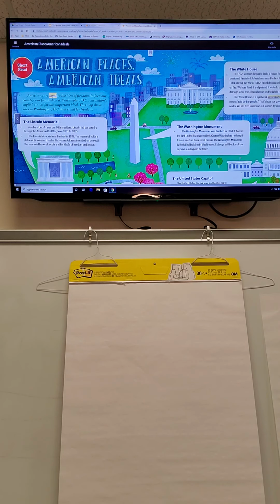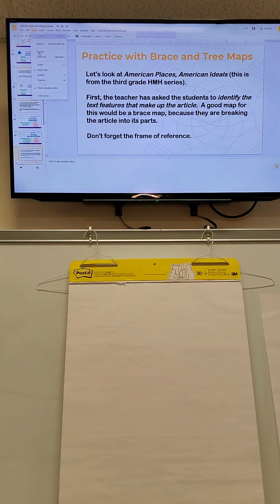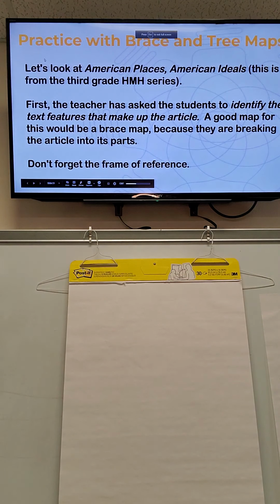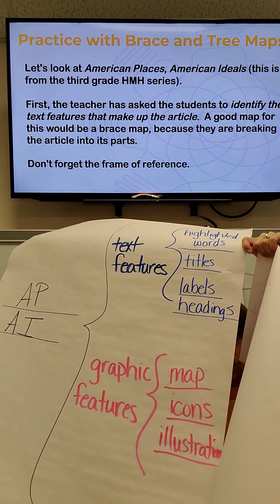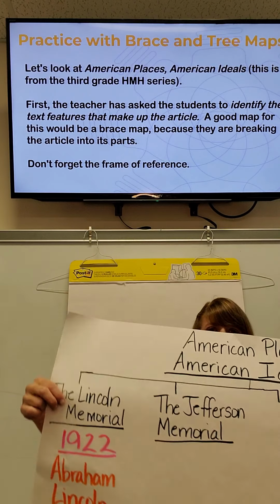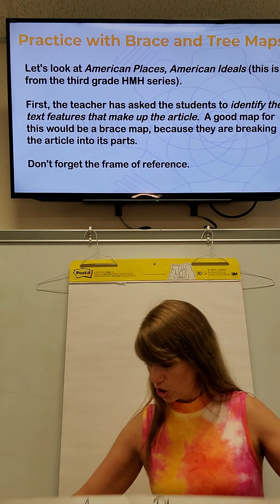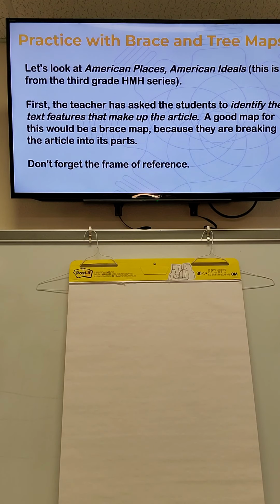Okay. Let's go back over here. And let's see here. So we started out with our brace map for breaking down each of the text features. Then we went into our tree map that took notes based on each piece.